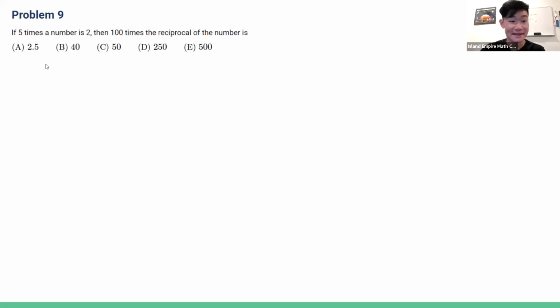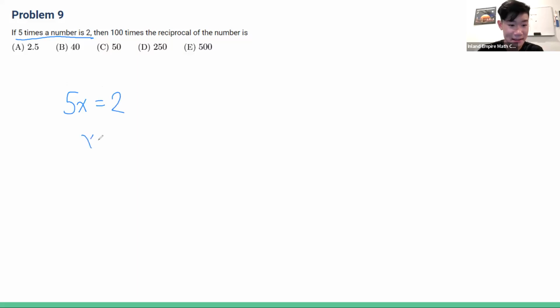So the question's asking us, if 5 times a number is 2, then 100 times the reciprocal of the number is what? Well, how do we approach this? Let's look at the first part first. 5 times a number is 2, and we reference that number again later. So we don't know what that number is. So the first thing I'll want to do is set that number to a variable like x and solve for it. I know that 5 times x is equal to 2.